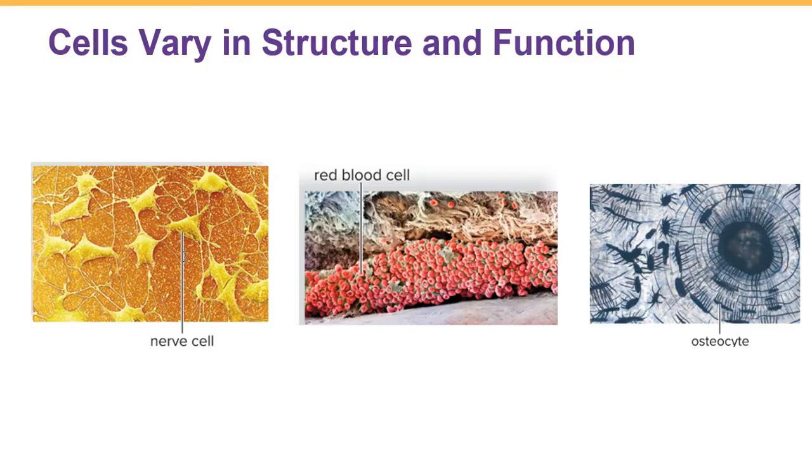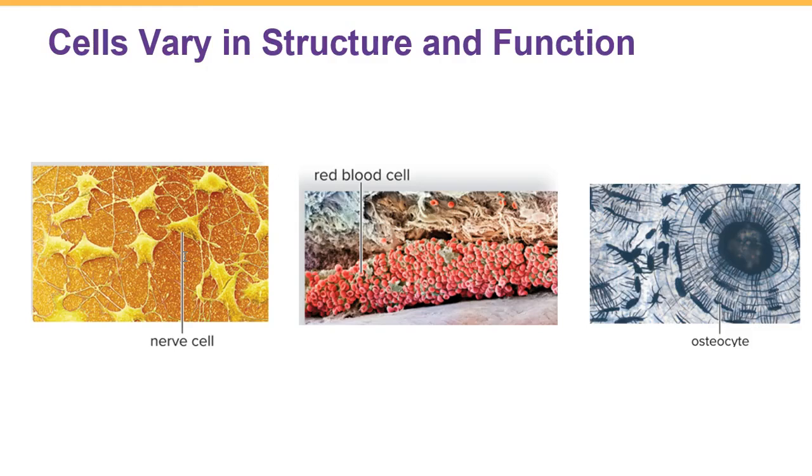In the human body, we are made up of trillions of cells, and we have more than 200 different types of cells. As you can see, their names are different, their shapes are different, and they have different locations and different functions in our body. Nerve cells carry messages, red blood cells transport oxygen, and osteocytes make our bone. So even though cells can look very different and perform different functions, they all share some basic features.